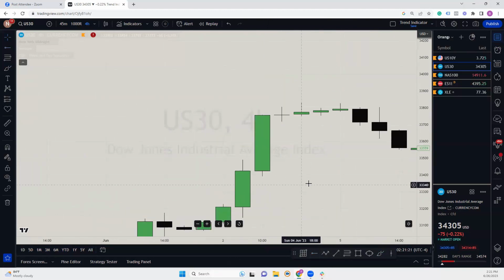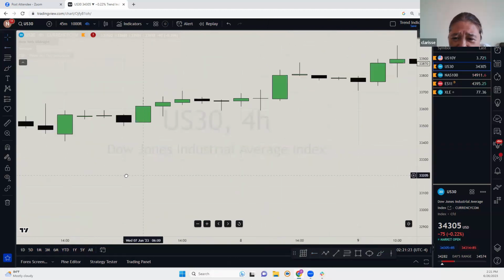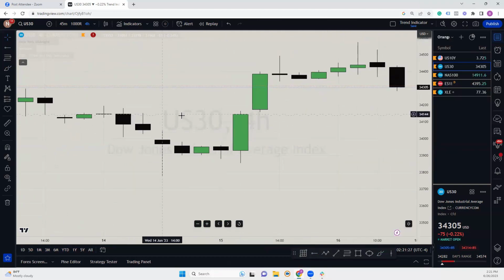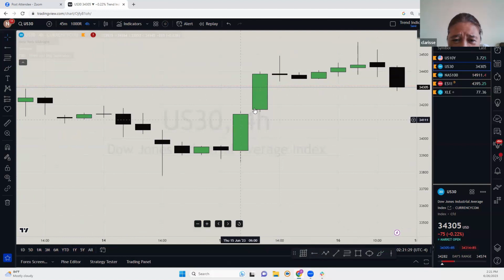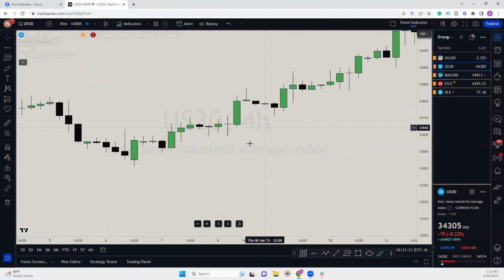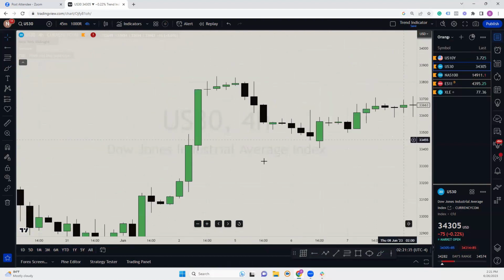Just now I showed you 2 candles. Okay, that is a gap. Just now where is it? Here, 2 candles that create a gap. So there are times where 3 candles create a gap. That's a more common one. 3 candles that create a gap.